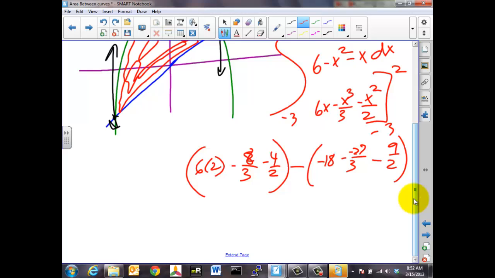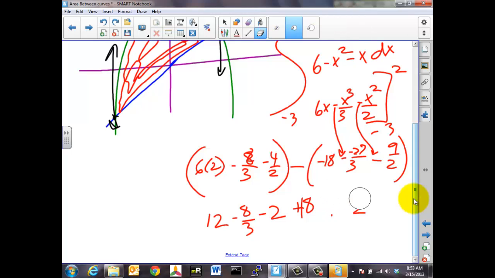Look carefully at my signs out here. Why is this 27 negative and the 9 positive? I've got a subtraction sign, so that's where that comes from. Why is this 27 negative? Negative 3 cubed, so it's negative 27. Same thing, I've got this minus sign that comes down here, but square it, it becomes positive now. So we've got 12 minus 8 thirds minus 2 plus 18 plus 9 minus 9 halves. Yes, it'll be minus 9 and it'll be plus 9 halves, won't it? Because I've got 1, 2, 3 negative signs. Plus 9 halves. You see why you have to be very careful with all this.